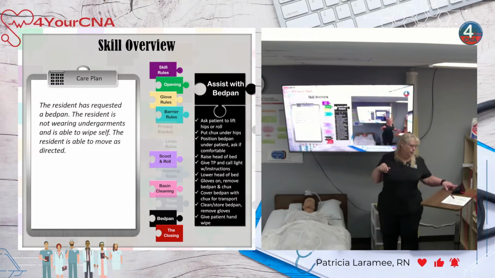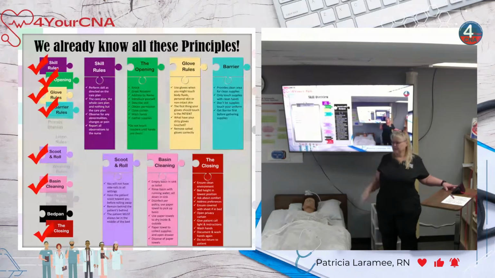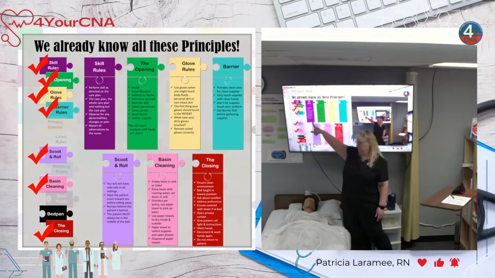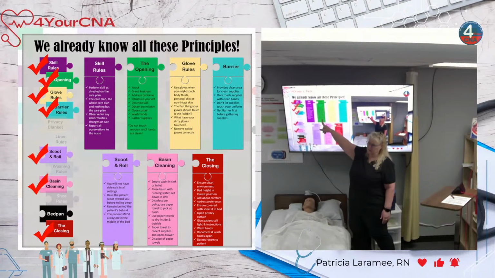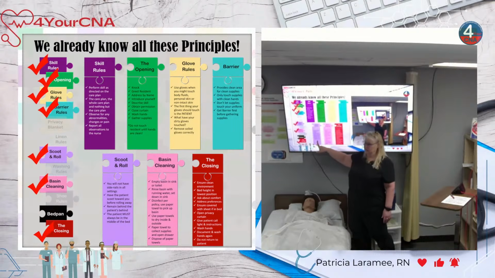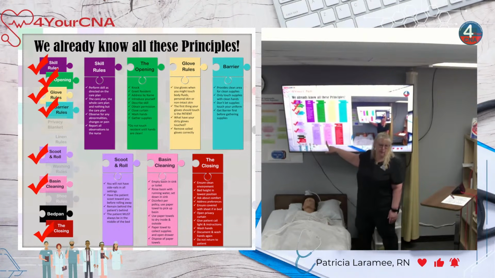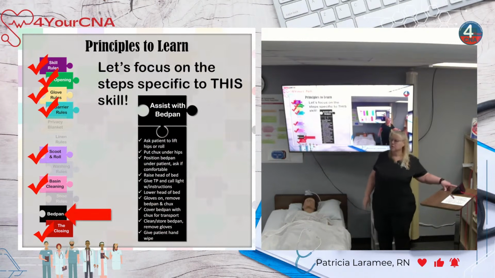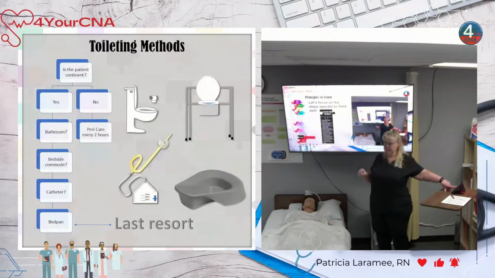It says they're able to move and roll as directed, so cool. We can ask them to lift their hips. That makes this all way easier. We know all of this. We know every skill starts with the opening, which is a knock. We know that we're dealing with body fluids, so we need a place to put all of our stuff. We know how to clean our basin: rinse it, dry it, store it. Bedpan's a basin, holds liquid. And we know at the end, bed's in low position. They've got their call light, all of the nice stuff, right? We know all this. There's nothing new to learn here. So let's pay attention to our skill-specific steps. That's what we're going to learn now.